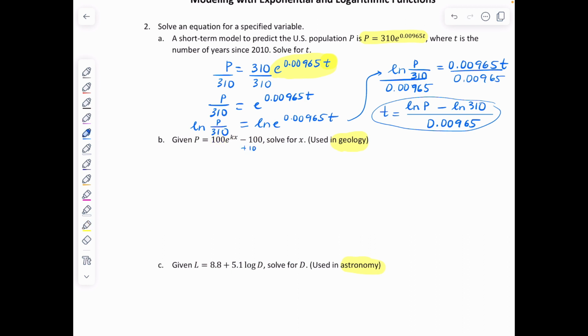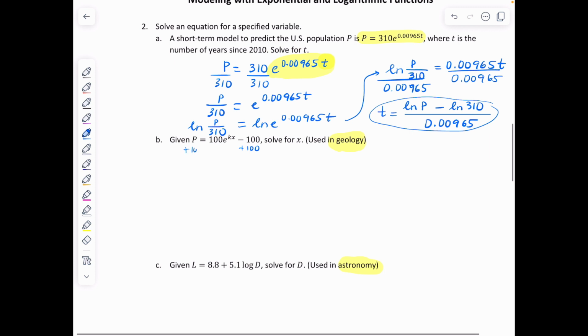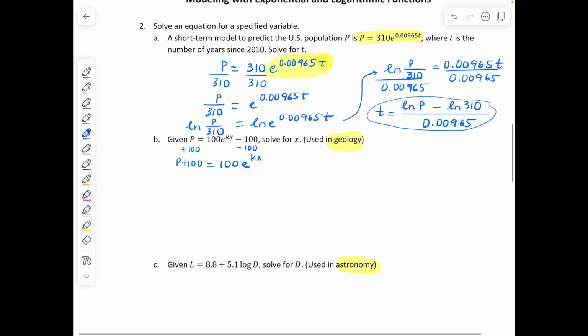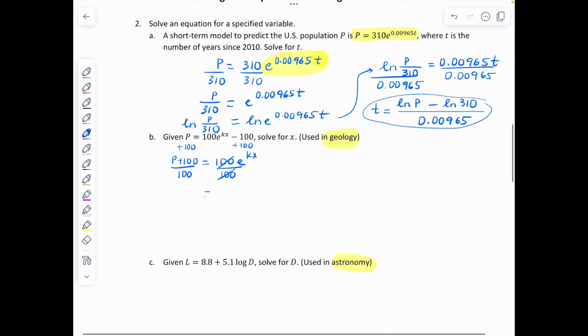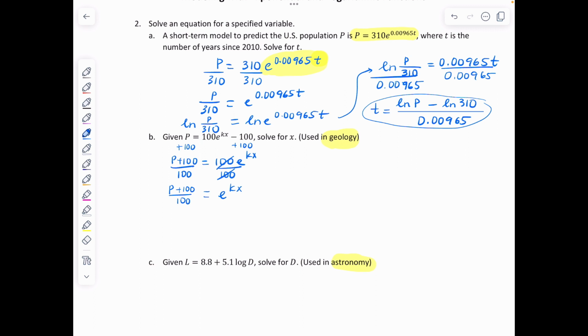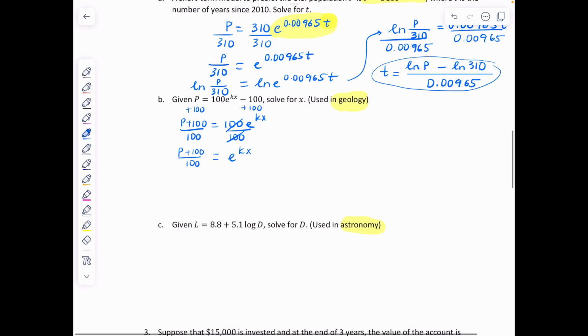First, we're going to add 100 to both sides. So that's P plus 100 equals 100 e to the kx. Now we can divide both sides by 100 so that we can get rid of the other 100 there. So that's e to the kx. And then on this side, we're just going to keep it this way. All right, now I see base e, so we can take the natural log of both sides.